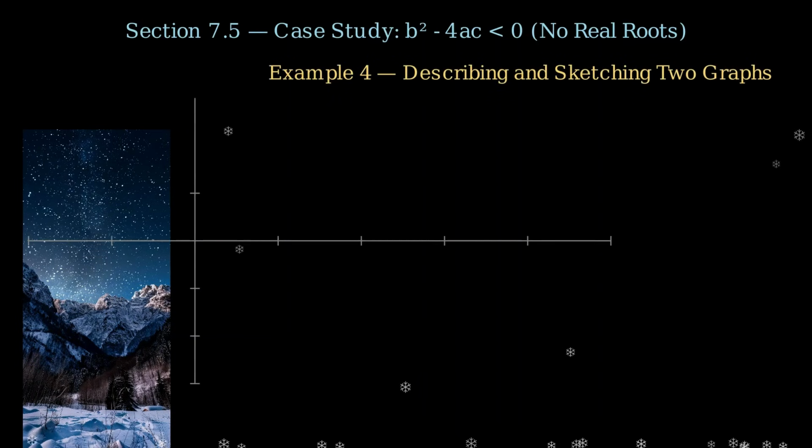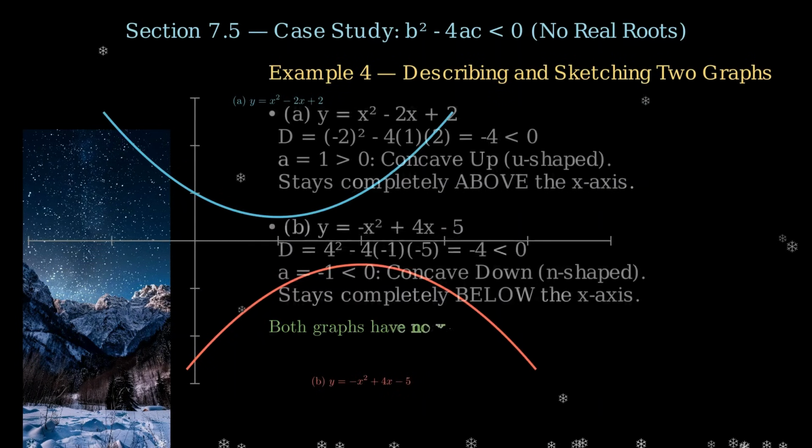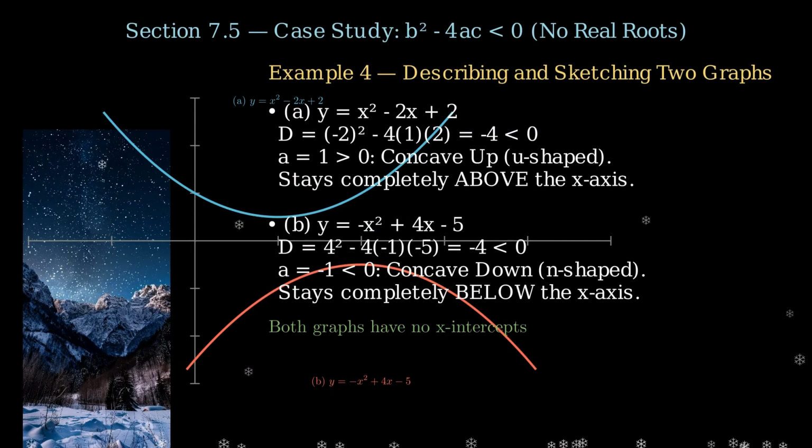Let's describe the graphs for two creative examples. Equation A is x squared minus 2x plus 2. Its discriminant is negative 4, and since the leading coefficient is positive, the graph is concave up and stays entirely above the x-axis. Equation B is negative x squared plus 4x minus 5. Its discriminant is also negative 4, but since the leading coefficient is negative, the graph is concave down and stays entirely below the x-axis.